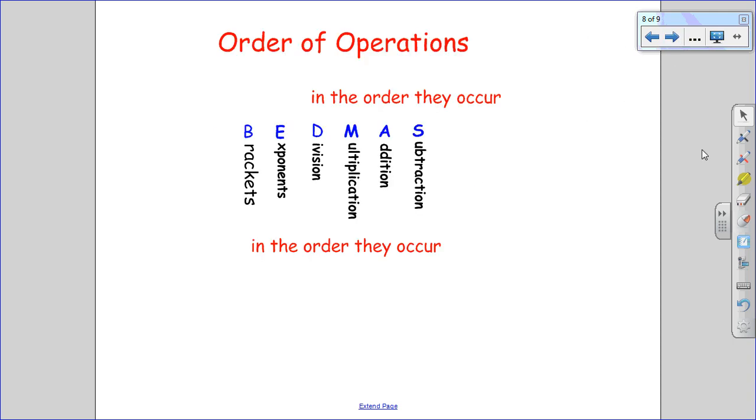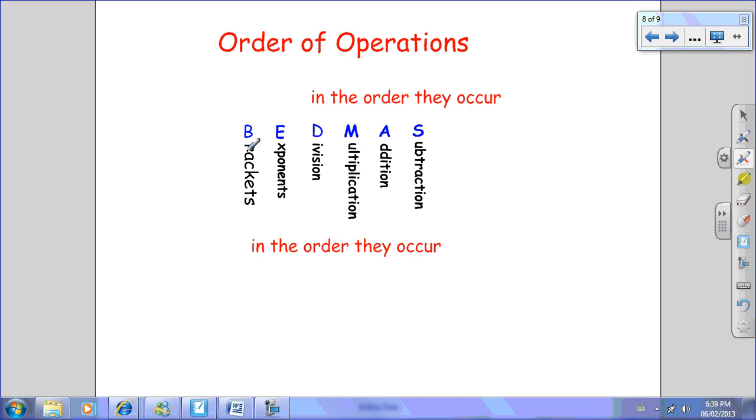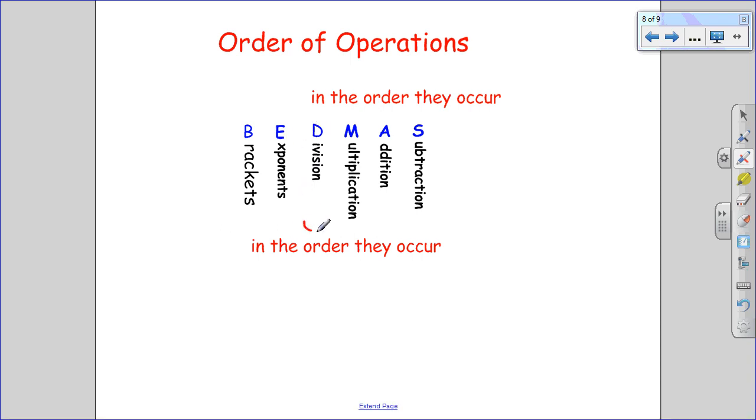So to recap, to do order of operations, we do brackets first, then exponents. Division and multiplication, of course, happen in the order they occur, and addition and subtraction are done last in the order they occur.